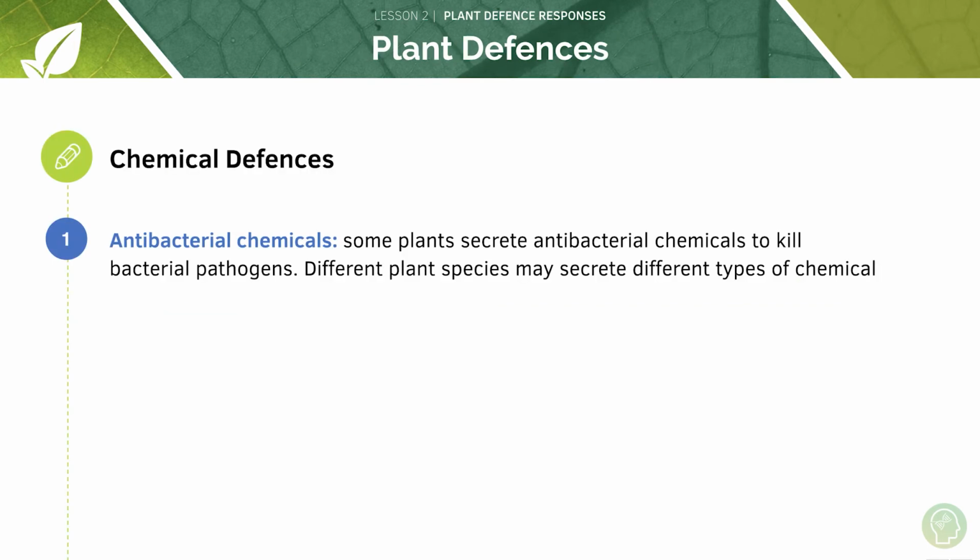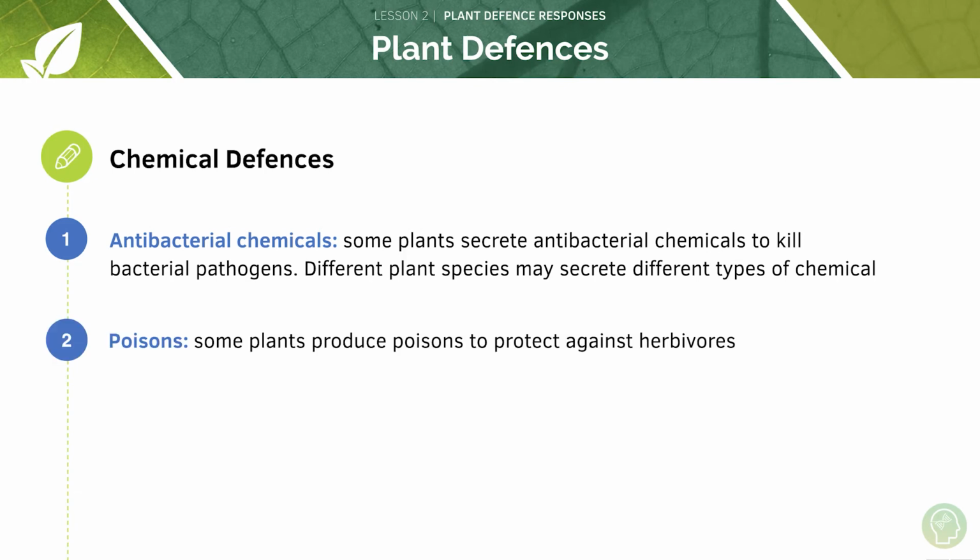So there's also chemical plant defences, so antibacterial chemicals, which are secreted by plants in order to kill bacterial pathogens. And different plant species will secrete different types of these antibacterial chemicals. And humans actually do something similar. So for example, in our tears, we have antimicrobial chemicals to protect against infection. Also, some plants produce poisons to protect against herbivores, and remember, herbivores are just animals that eat plants, so in order to prevent themselves from getting eaten, they might produce a poison that is toxic to the animal.